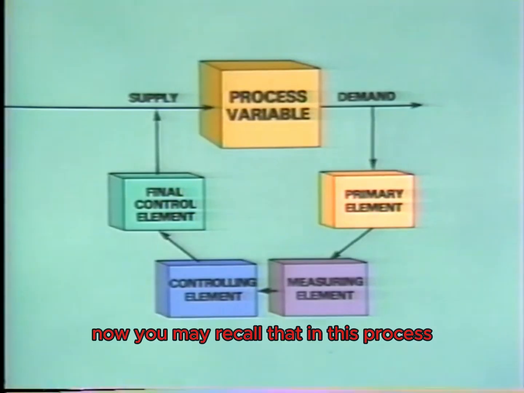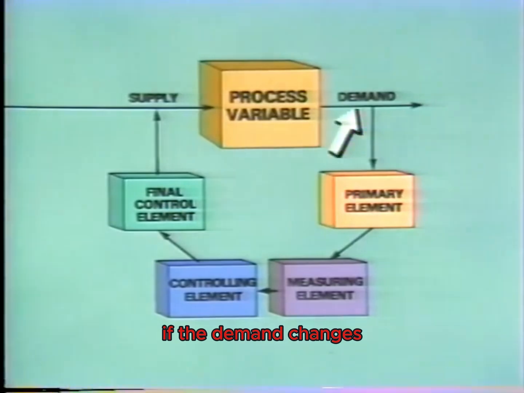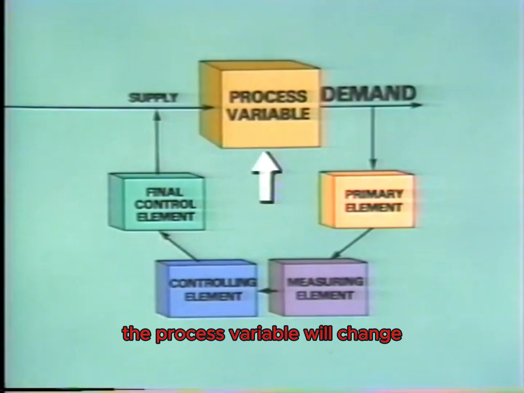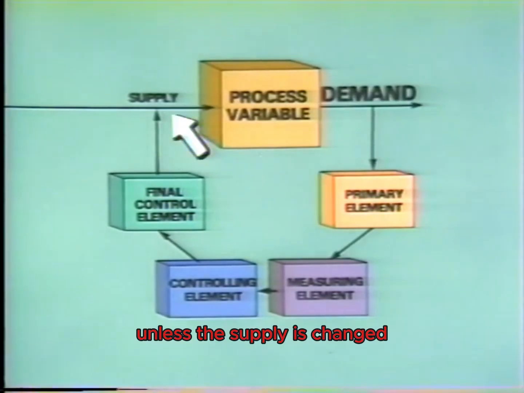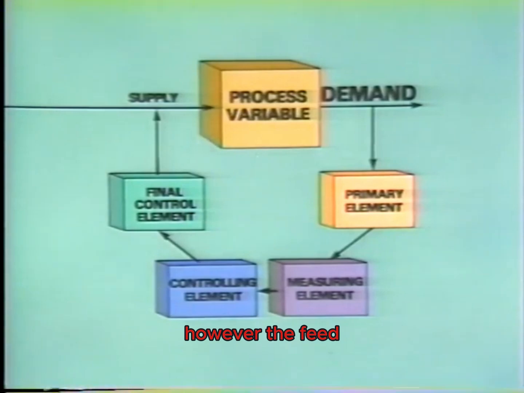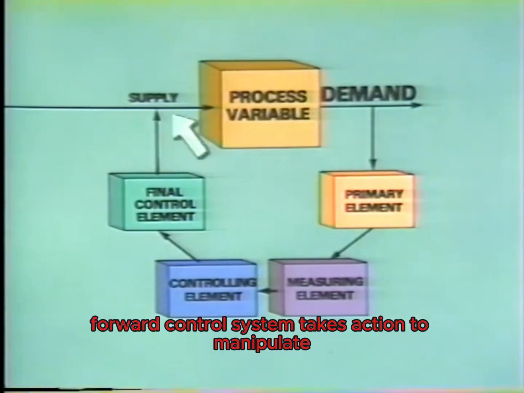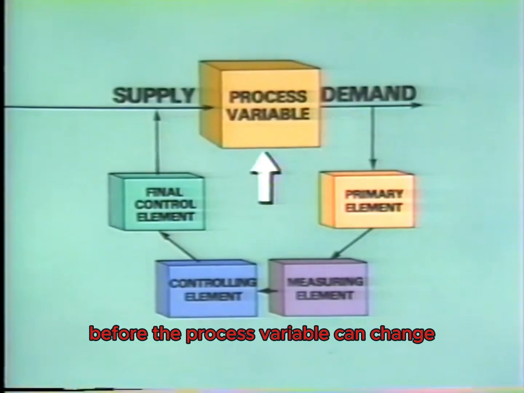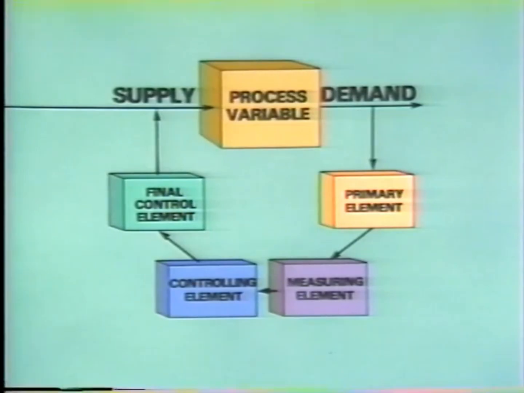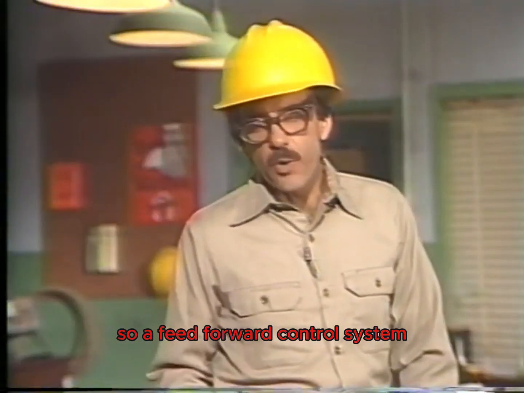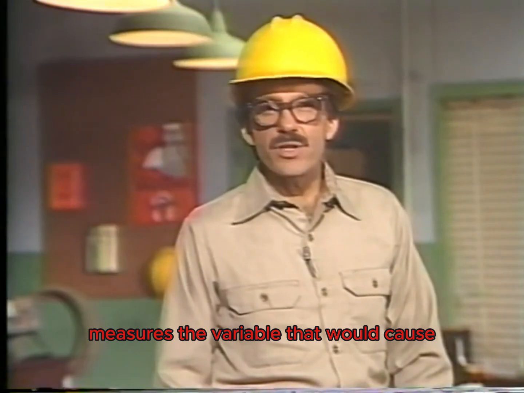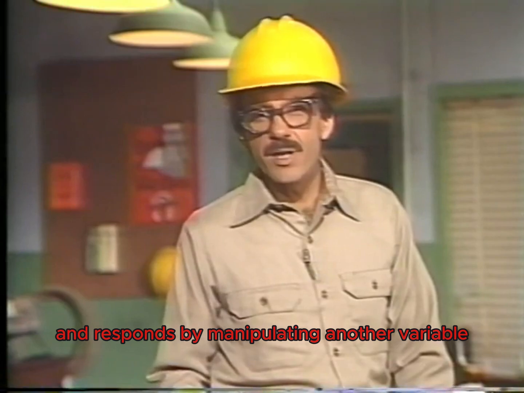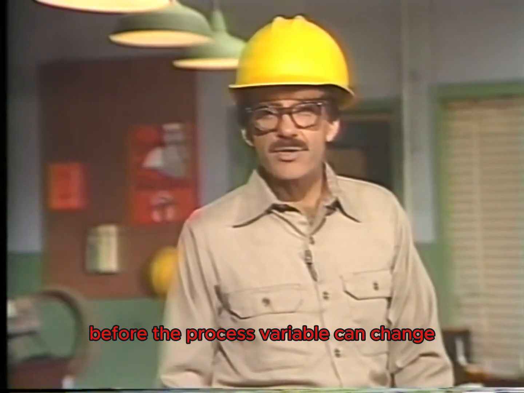Now, you may recall that in this process, if the demand changes so that the demand and the supply are not equal, the process variable will change unless the supply is changed. However, the feed-forward control system takes action to manipulate the supply so that it balances the demand change before the process variable can change. So, a feed-forward control system measures the variable that would cause the process variable to change and responds by manipulating another variable before the process variable can change.